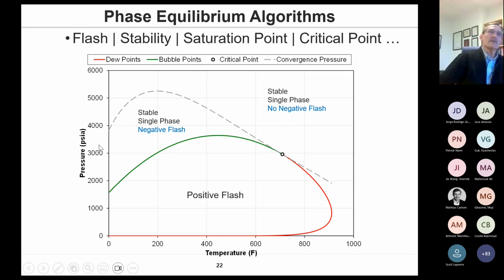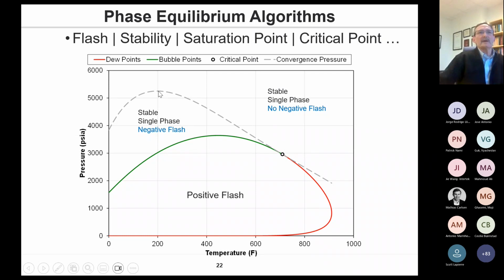And as you approach this gray dashed line, those two compositions it's finding will approach each other and will actually represent a critical composition at that particular pressure and temperature. So where I'm pointing here, if you look at the calculation, you'll see the convergence pressure at 200 Fahrenheit is 5,200 psi. And the composition it finds for the two phases that are now approaching each other will actually not be the same composition as we started with.